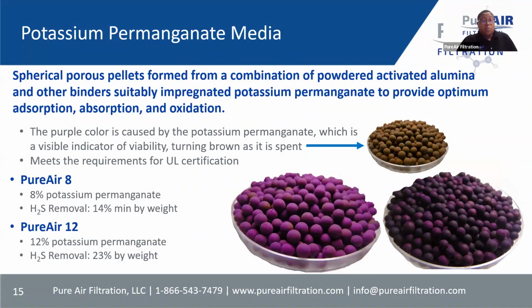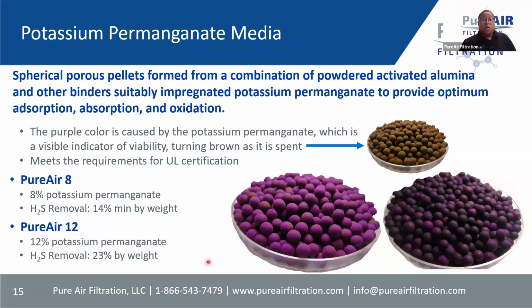Here we have our alumina that's impregnated with potassium permanganate. It's also UL certifiable. This is our iconic purple media, as I've heard some customers call it. We offer different impregnates, typically 4%, 8%, and 12% impregnation on that activated alumina, and that allows for a broader range of contaminants to be captured and removed. It has the capacity to remove H₂S as well as other gases.